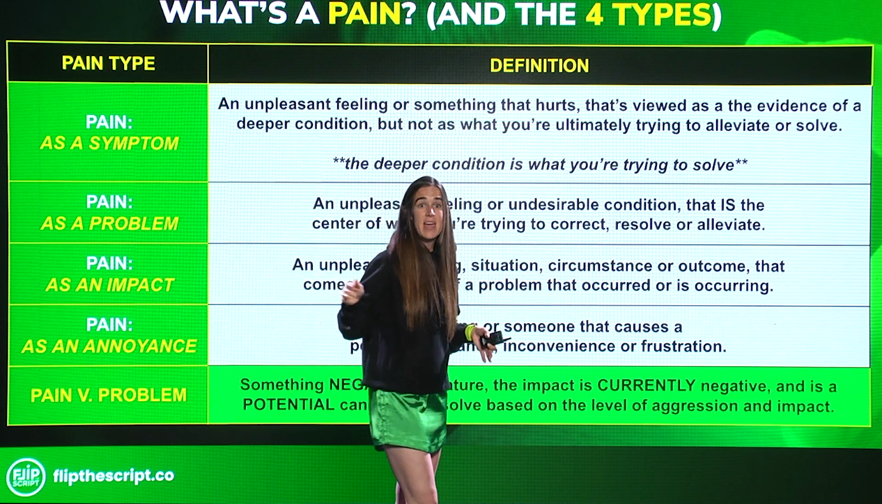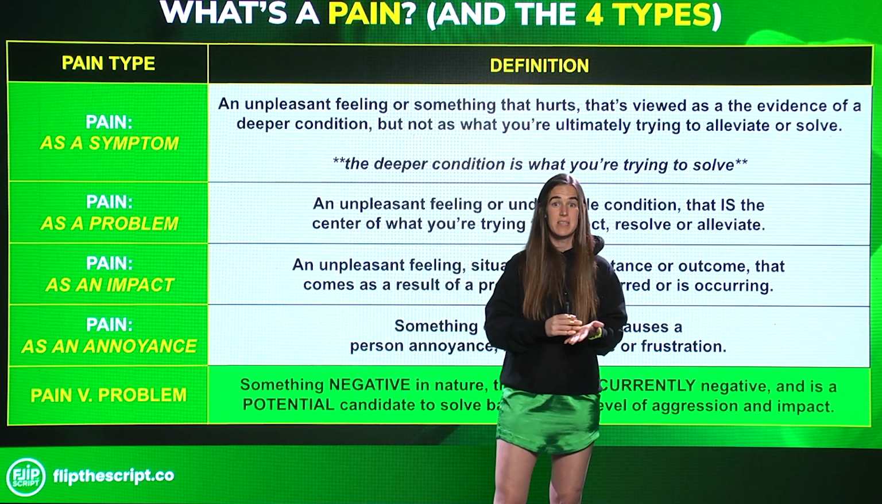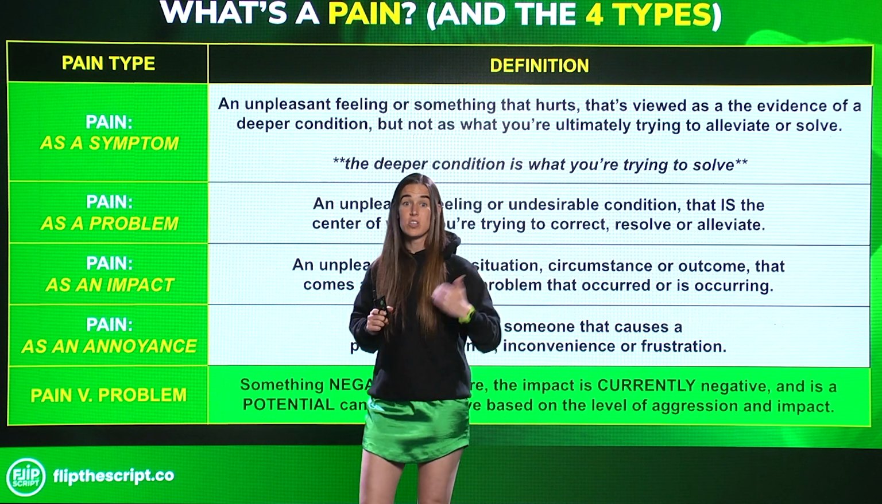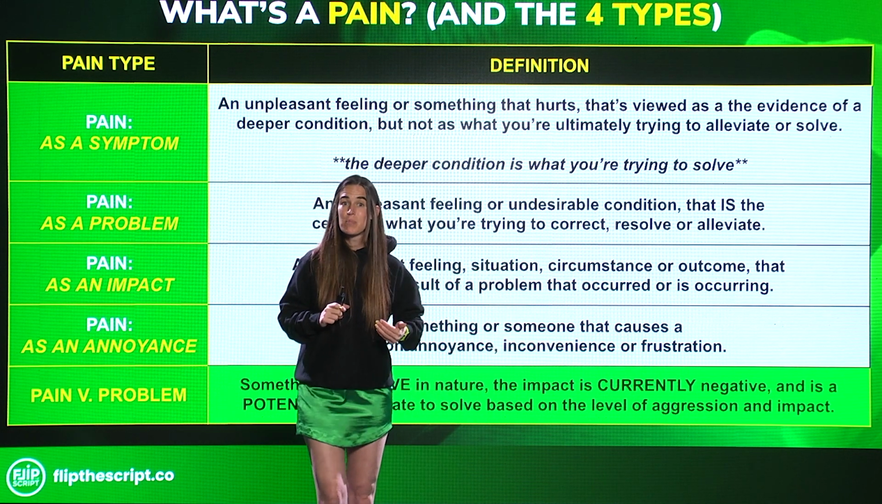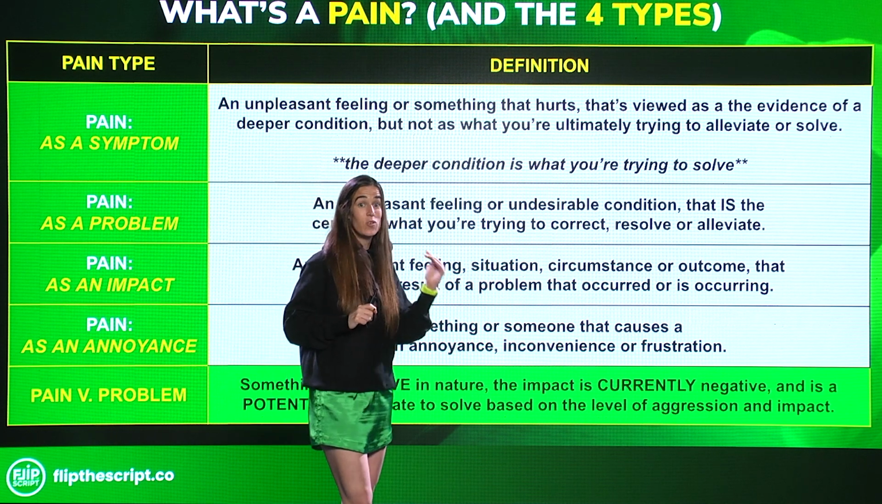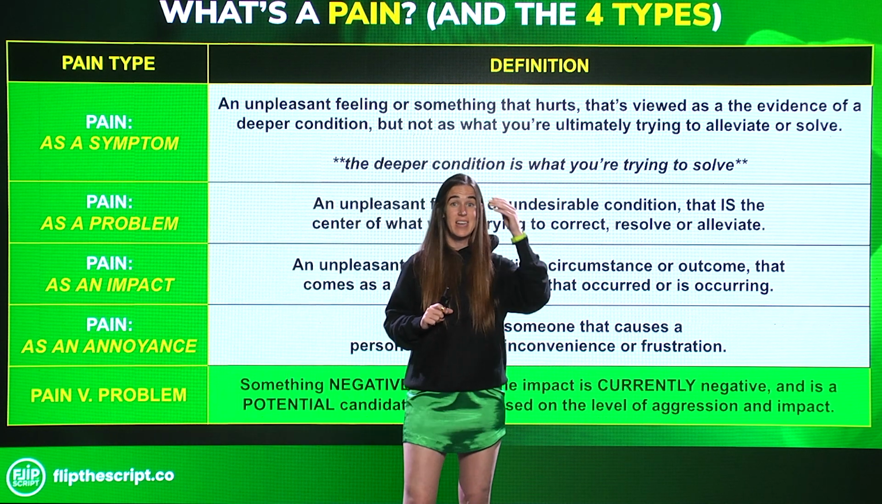And then pain as annoyance is basically that the pain is too low to where you want to solve for it. So it only becomes a problem again if I want or need to solve for it. And that is going to be up to the person in the chair.